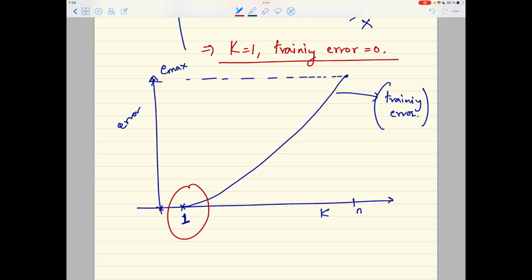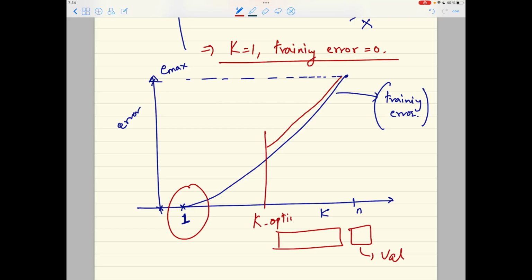And what you would rather do is, in addition to the training set, you would have a validation set. This validation set will not be used during training. The error on the validation set would look like a U-shaped curve. So initially, the validation error would decrease, and then there would be a point which we could call k optimal, and this is the value that you would need to use for your computations. After this k optimal value, if you decrease k further, then the error would increase again, and this is because you're overfitting on the training set. So in practice, you would be using this optimal value of k to perform your computations.